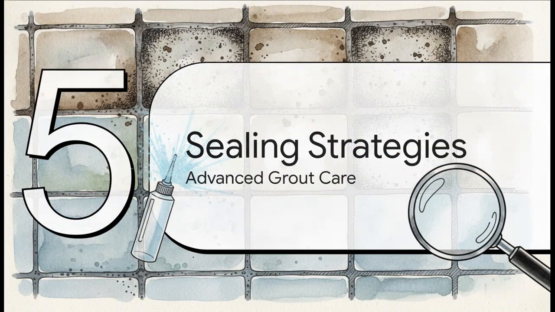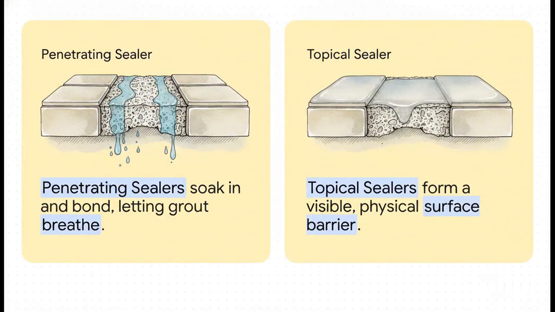Which brings us to Module 5, Advanced Grout Sealing Strategies. Look, cleaning a highly porous surface perfectly but failing to seal it afterward is a 100% guarantee of rapid recontamination. You have two primary defense mechanisms here. Penetrating sealers soak directly into the porous cement-based structure of the grout, bonding with it below the surface. This protects from within while still allowing the grout to breathe. Topical sealers, on the other hand, form a visible physical barrier right on the top layer. Generally speaking, professionals prefer penetrating sealers for long-lasting, natural-looking protection.